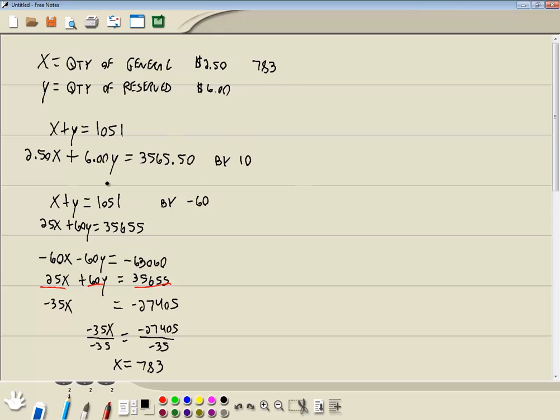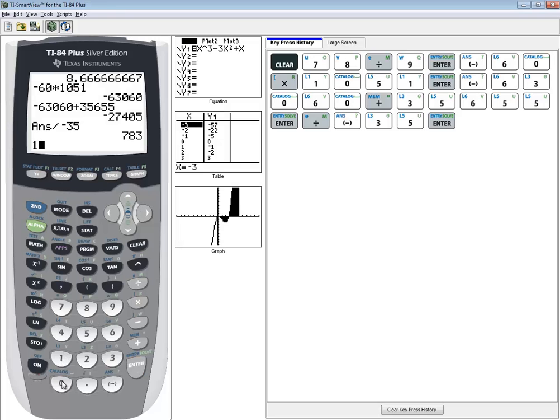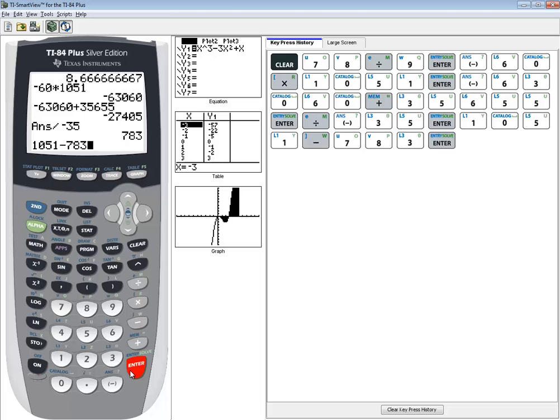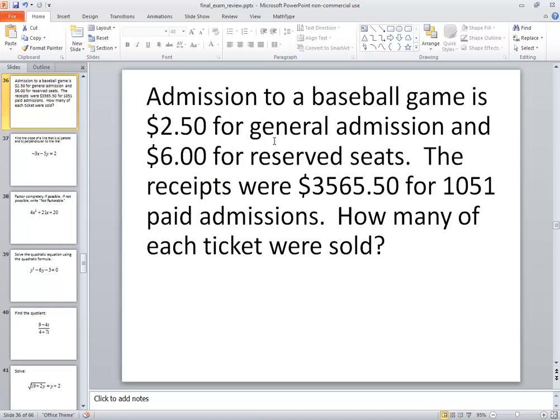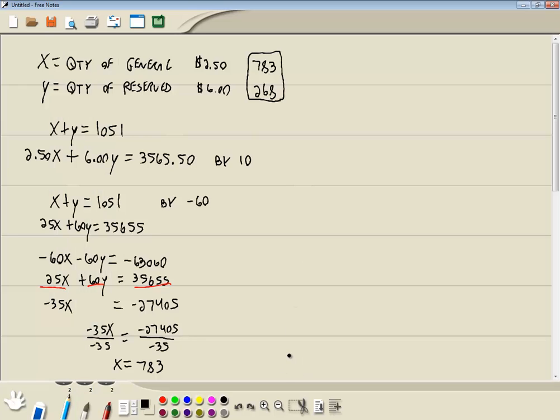Now reserved, if they total add up to 1,051, then if I do 1,051 minus 783, that tells us we have 268 of the other ticket. And those would be your answers. Well, I guess I never read the question. How many of each ticket? Yeah, those would be your answers.